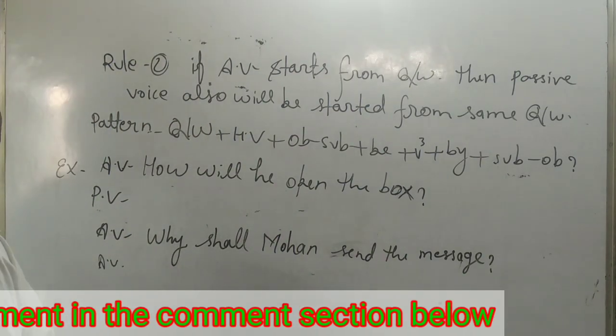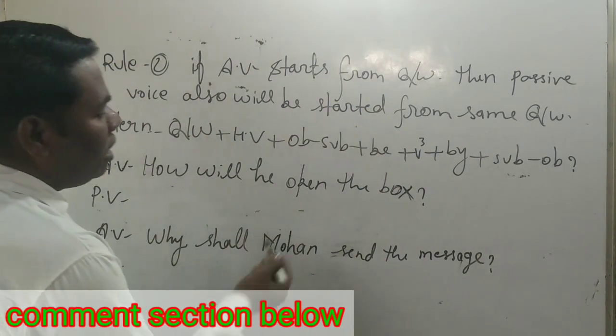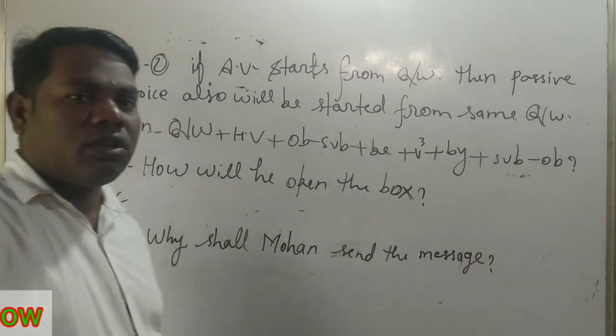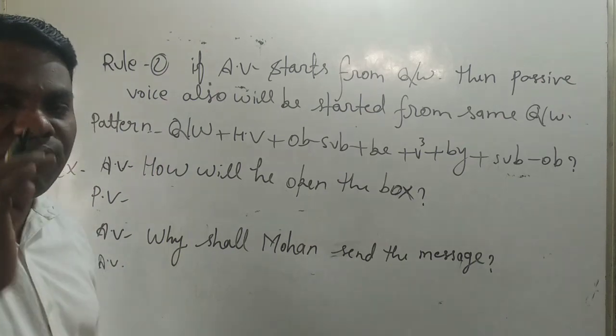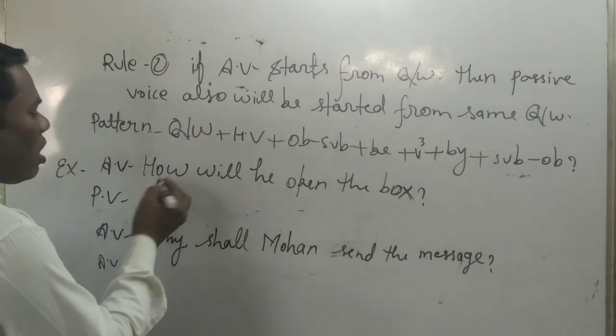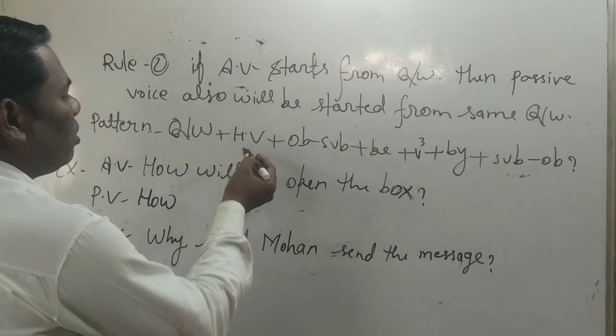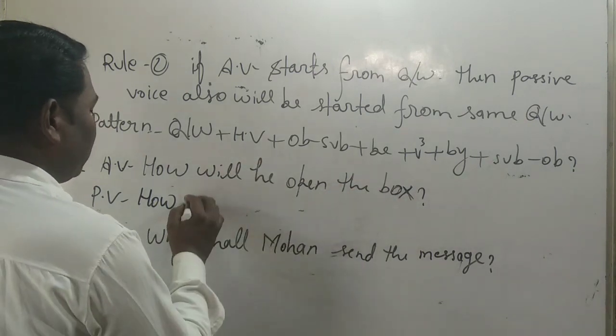Now watch the example. Active voice: how will he open the box? You have to change into passive voice. What will we do? You have to write at first the question word. What is the question word? How is our question word, and how, then the helping verb. What is the helping verb? According to the object, use the helping verb.